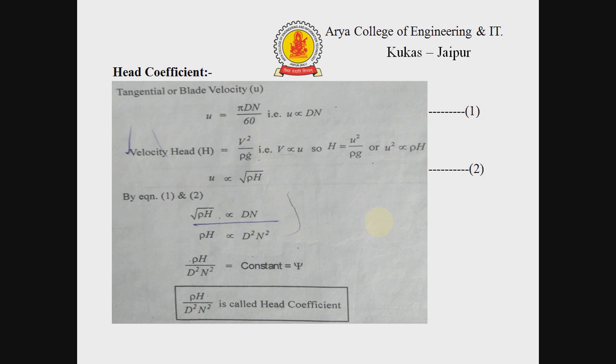By equations 1 and 2, we can say that under root of rho h is directly proportional to D N, or rho h is proportional to D square into N square, and rho h upon D square N square is a constant. That constant is shown by psi, which is known as the head coefficient.